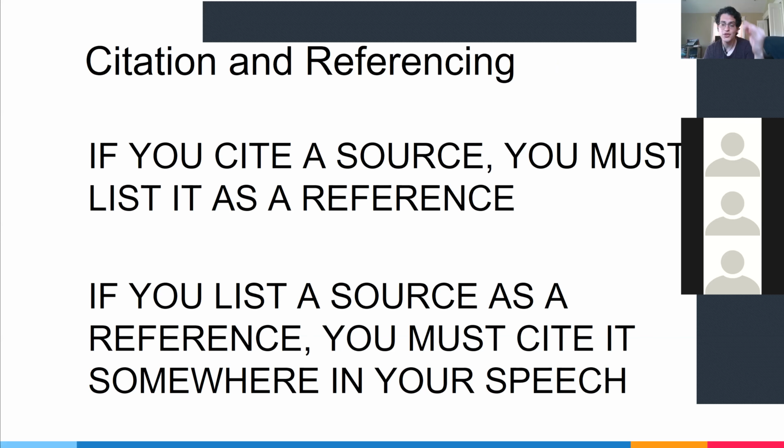Just remember that if you cite a source, you have to list it as a reference. If you cite a source, it has to have a reference. And conversely, if you put something as a reference on a separate page of your outline, you have to have cited it at least once in the text of your outline, okay? For your informative speech outline, you need a minimum of 6 sources cited and referenced.